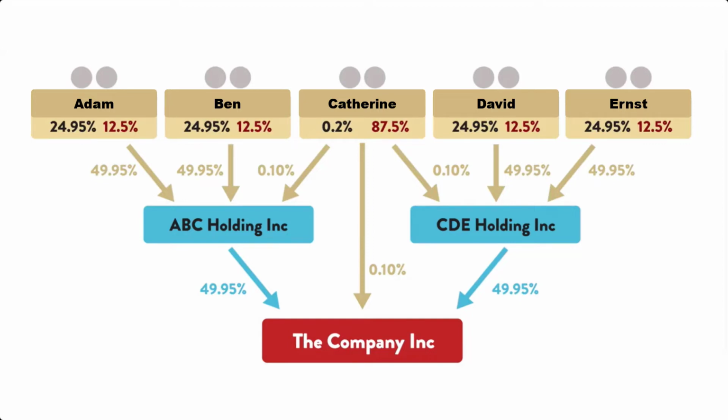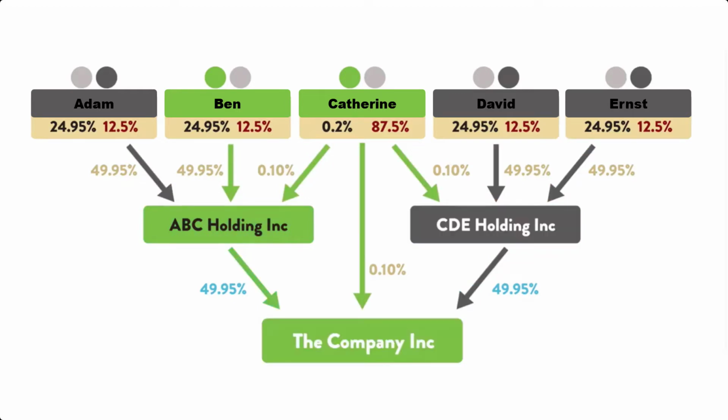Let's look at one of the voting combinations and say that Ben and Catherine vote yes, but the rest vote no. Ben and Catherine have the majority in ABC, and so ABC will vote yes. Catherine will also vote yes for her 0.10% direct ownership in the company. Together, these votes constitute a majority, winning the vote over David and Ernst, who have the majority in CDE, and thus CDE votes no. As you can see, Catherine has an inordinate amount of power compared to the number of shares she owns. She only needs one other shareholder to constitute a majority to push through any decision.